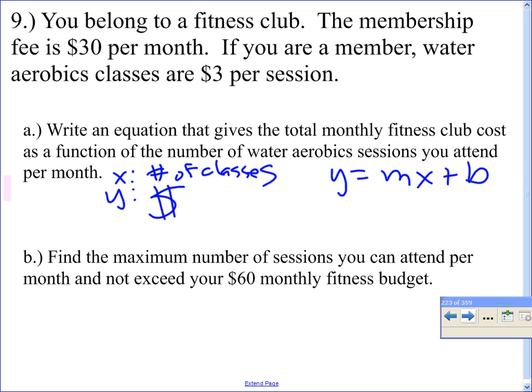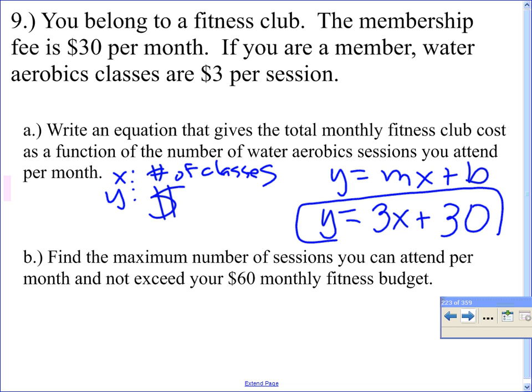Anyone want to take a guess? What would the equation be if the classes are $3 per session and we know that the fee is $30 per month? Emma M? Nope. Has to be y equals mx plus b form. Adam? Can you explain why? Good. So the key words for slope, per, each, every, rate. You're paying this every class.